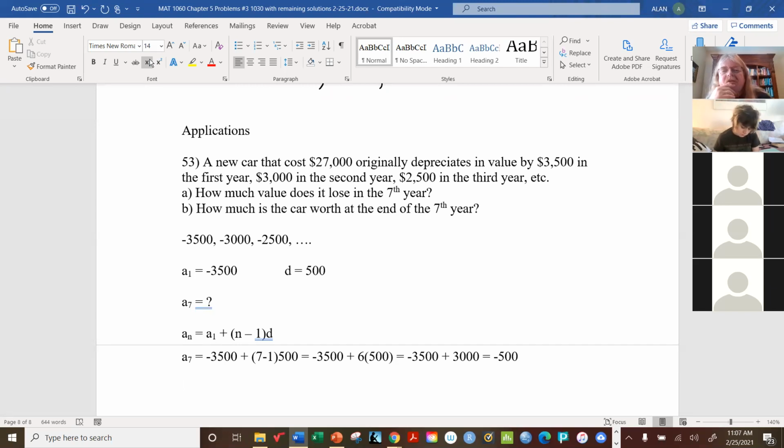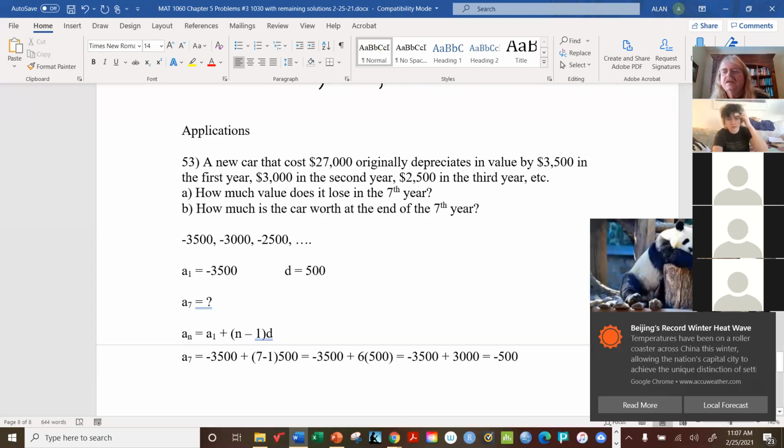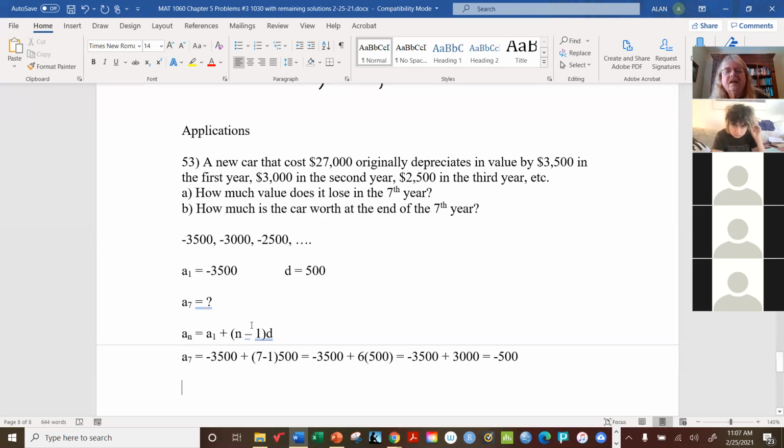Now, part B is the tricky one. How much is the car worth at the end of the 7th year? So basically, what you're trying to figure out is how much we lost through depreciation, and then subtract that from the car price. So in other words, what we're going to do is first figure out the sum of the first 7 terms, S7.